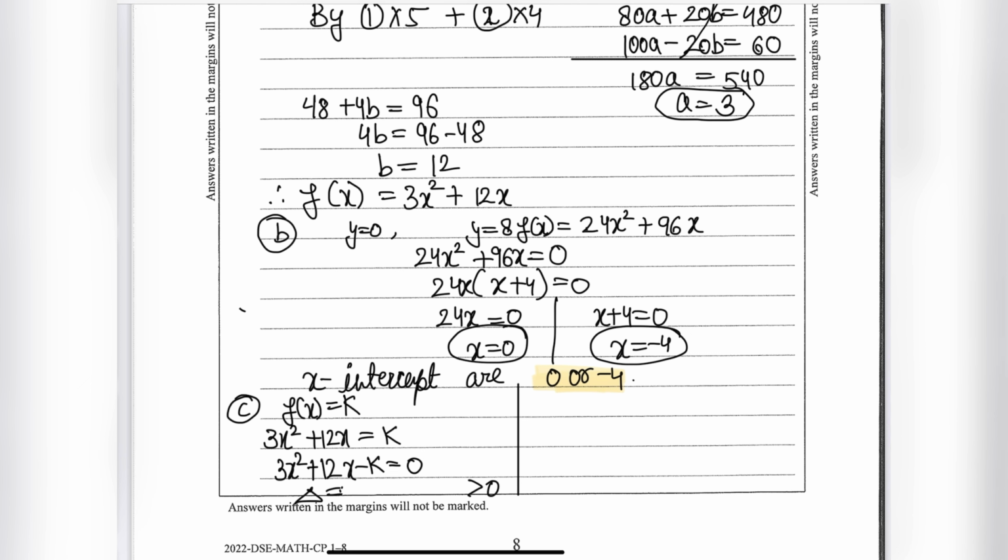The discriminant is b squared minus 4ac. Instead of b, we have 12 squared minus 4 times 3 times minus k. So let's find it: 144 plus 12k more than 0. So 12k more than negative 144. So k will be more than negative 12. That's our range. So k's value will be any value which is more than negative 12. That's how it is.